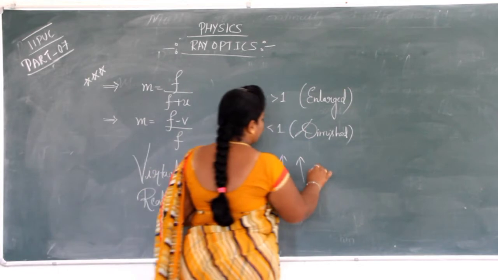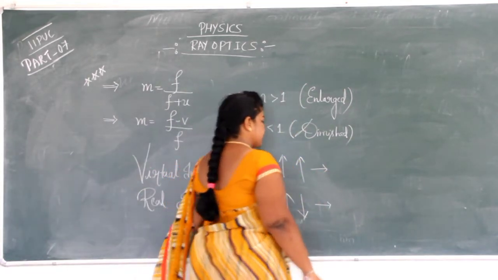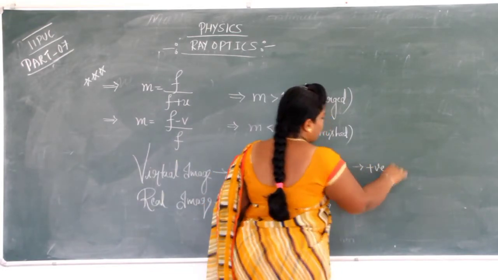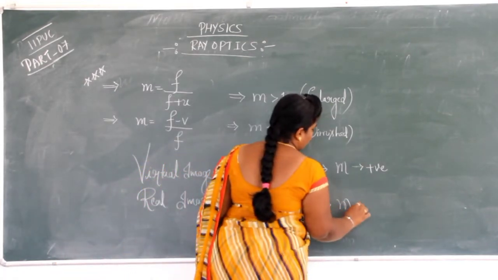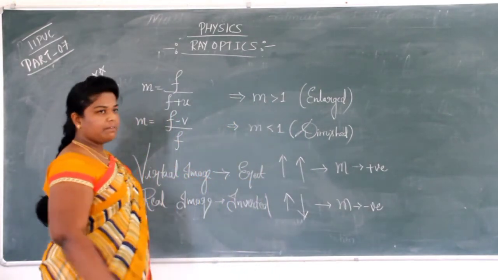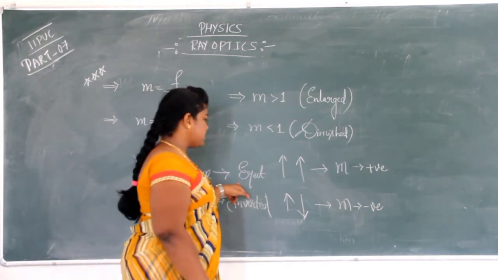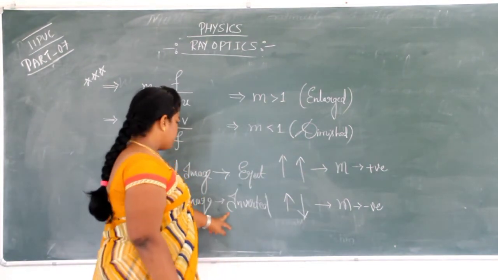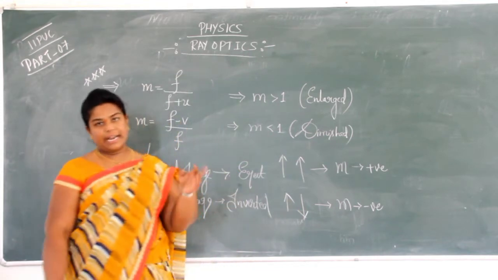Whereas if a virtual image is formed, if the erect image is formed, then we can say that the magnification is positive. If we have the inverted image, the magnification becomes negative. Keep in your mind, this is useful for solving numericals. So if the image is erect, then the magnification is positive. If the image is inverted, then the magnification is negative.